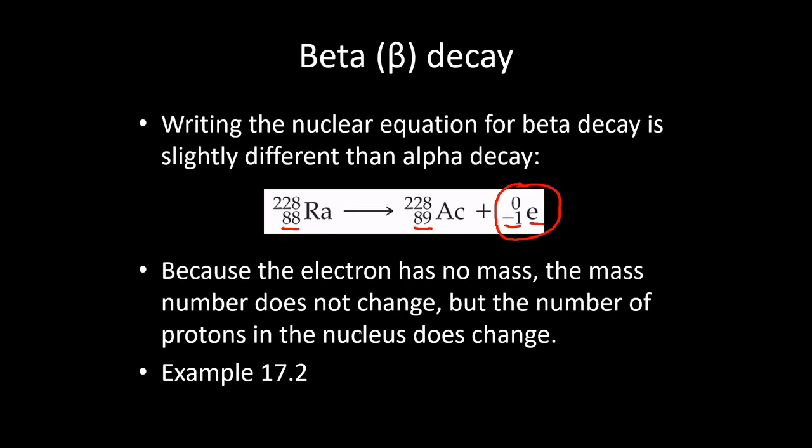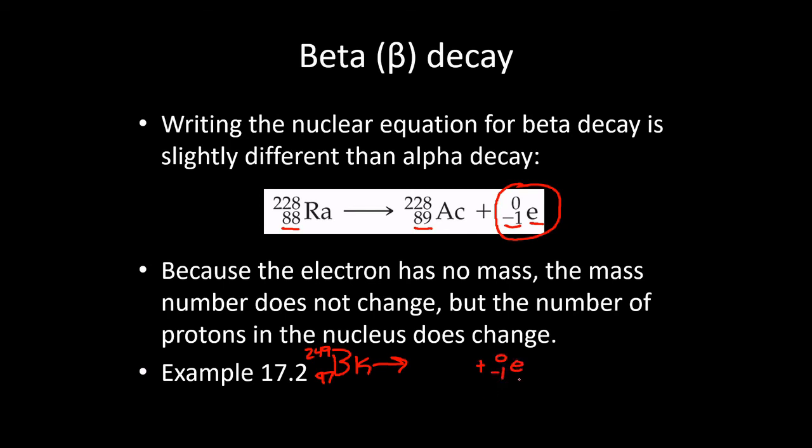Okay, so let's do a quick example here. Let me see, do I have a spot to do it? No. So we'll just do it right down here. So 17.2 is asking us to write the nuclear equation for the beta decay of berkelium, which is Bk-249. So we have berkelium 249. Berkelium, if you look at it on the periodic table, is way down at the bottom. It's number 97. That's its atomic number.